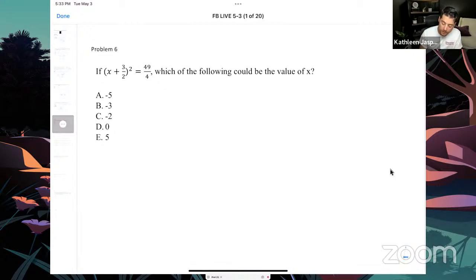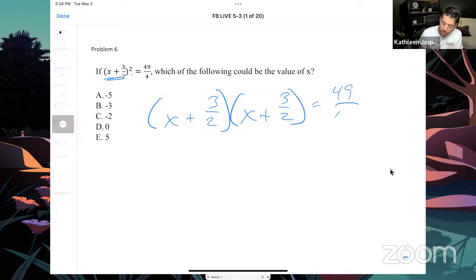So the way we want to figure this out is, the first thing I did is I said, okay, I've got this value here and it's squared. So let me kind of bring that out. So if we have to distribute this out, this squared, because it's x plus, is really x plus 3 over 2, x plus 3 over 2, and then equals 49 over 4.